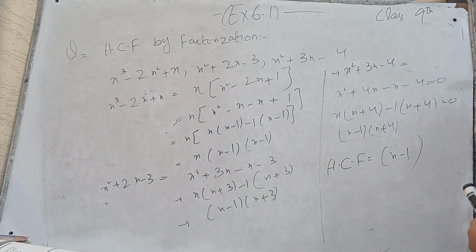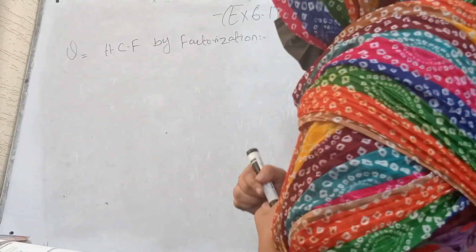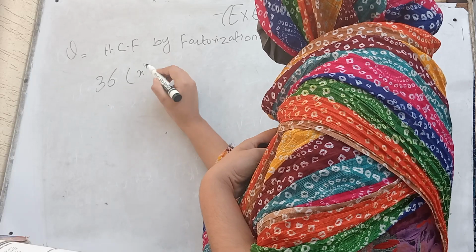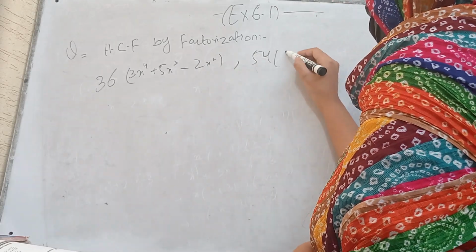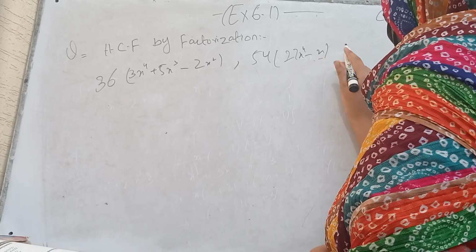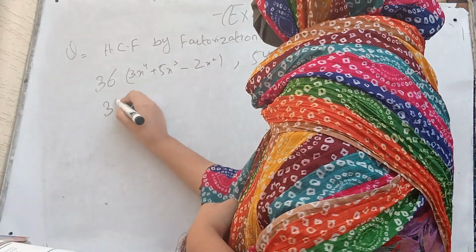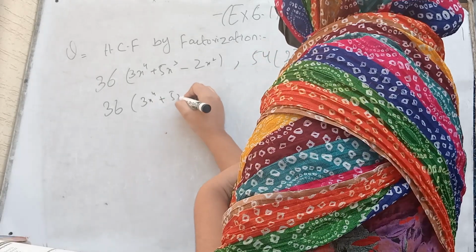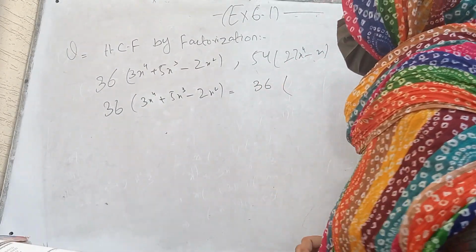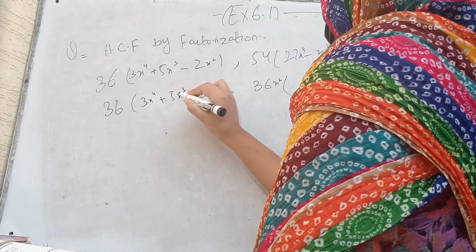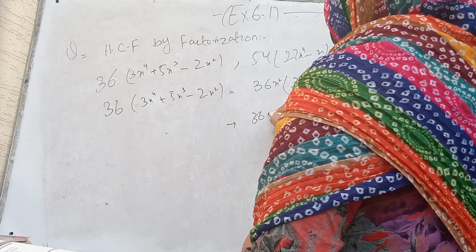The next question of HCF by factorization method is 36x to the power 4 plus 5x cube minus 2x square, and 54x to the power 4 minus x. So there are two expressions given. First we solve 36x to the power 4 plus 5x cube minus 2x square. In this case we take x square common. So we have 3x square plus 5x minus 2.